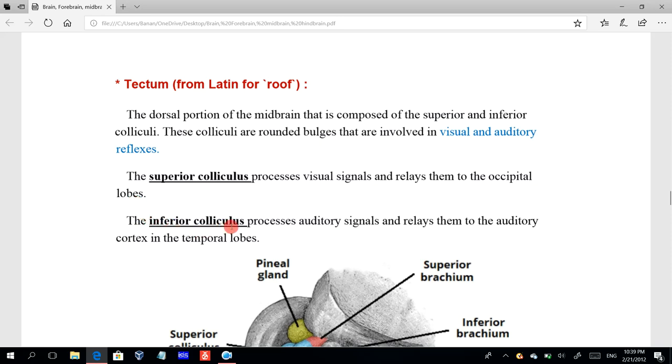The inferior colliculus processes auditory signals, الإشارات السمعية. يسمع لغة، يسمع شخص يتكلم، يسمع صوت أي صوت خارجي، تعالج هذه الأصوات وترسل إلى الأوديتري كورتكس in the temporal lobes, the auditory cortex in the temporal lobes.